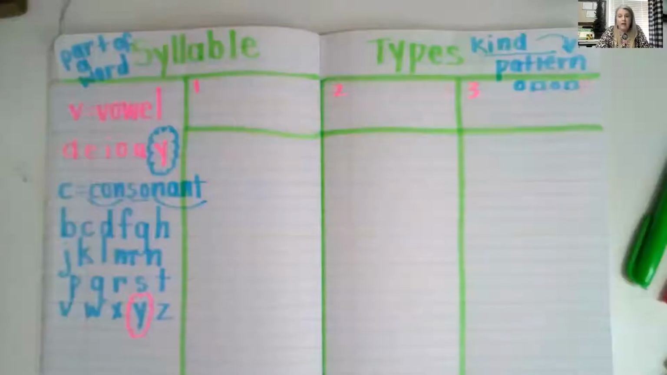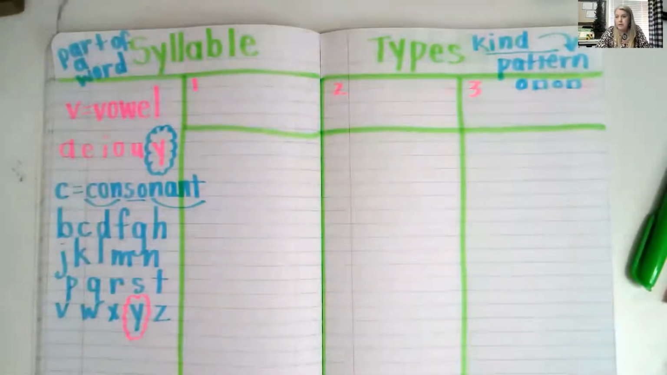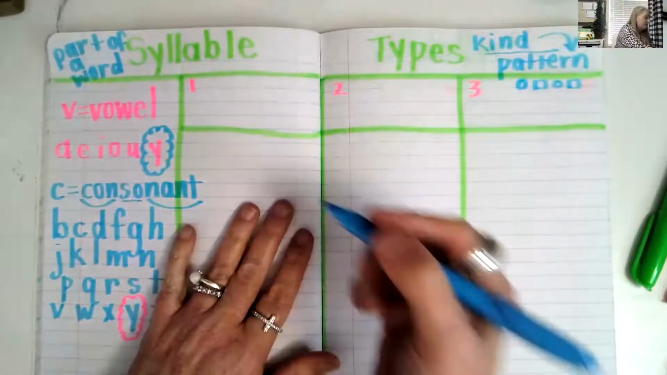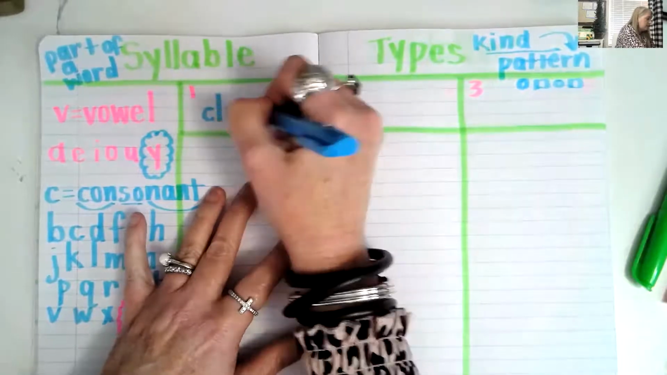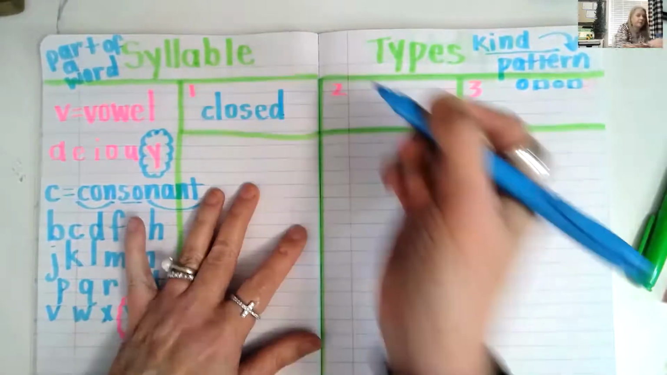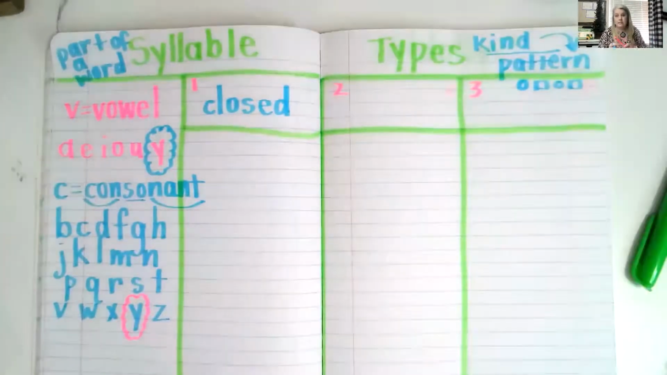Make sure you have out your notebook from the first session, and we're going to pick up where we left off. Have your highlighters ready. Grab your blue highlighter and let's label the first syllable type in the number 1 box, which is closed, the closed syllable type.